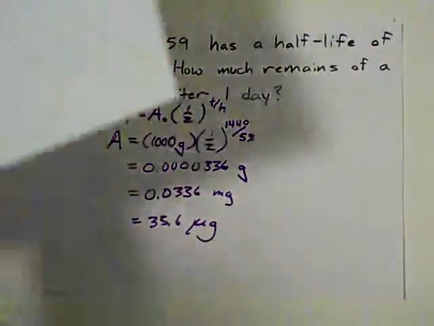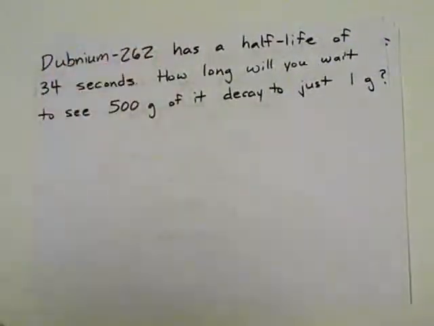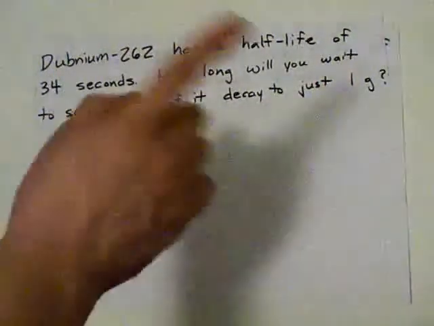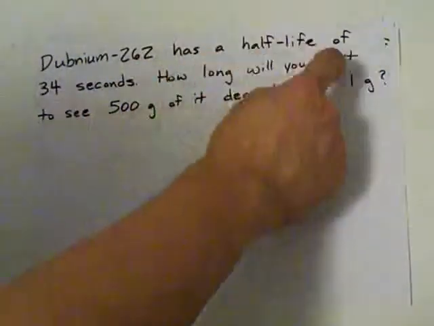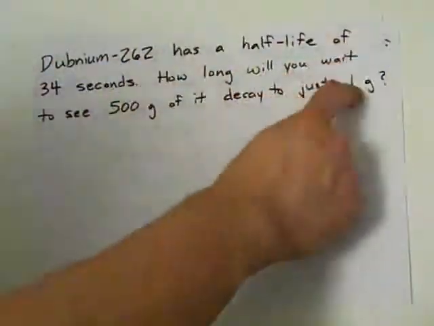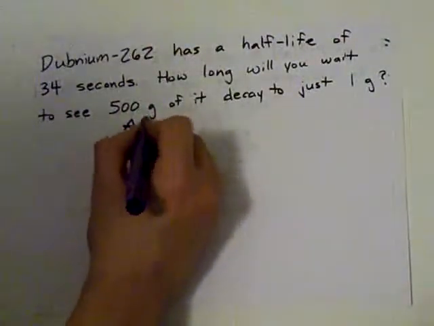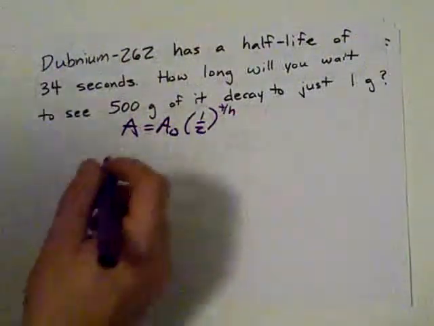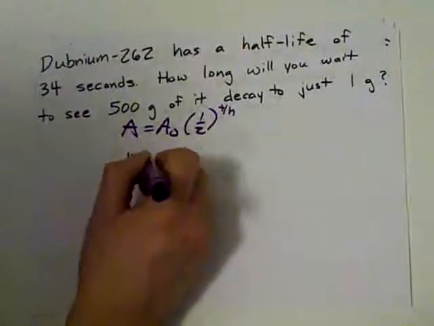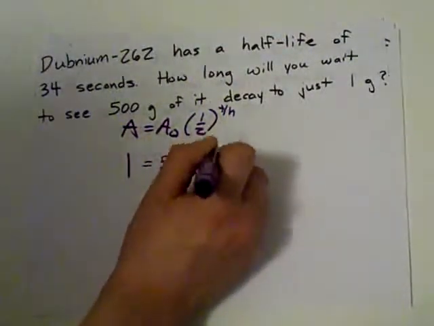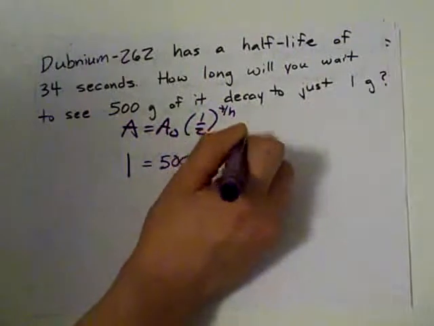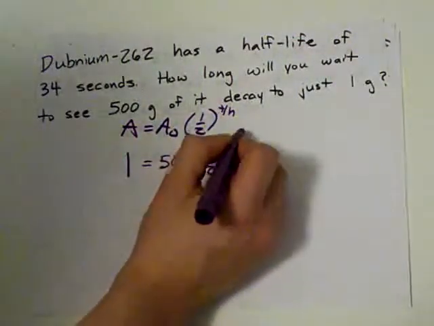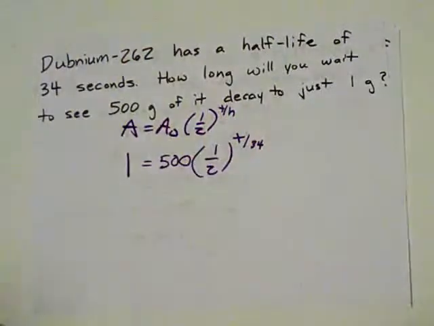Here's the other kind of question you could be given. Dubnium-262, given the half-life of 34 seconds. But this time, instead of asking you how much is left, it asks how long does it take to see 500 grams decay to 1 gram. Well, the amount remaining is the starting amount times a half to the power of T over H. We have 1 gram left, and we're starting with 500 grams. 1/2 to the power of, we don't know how much time has gone by. What we do know is that the half-life is 34 seconds. And I want you to solve this for the amount of time.